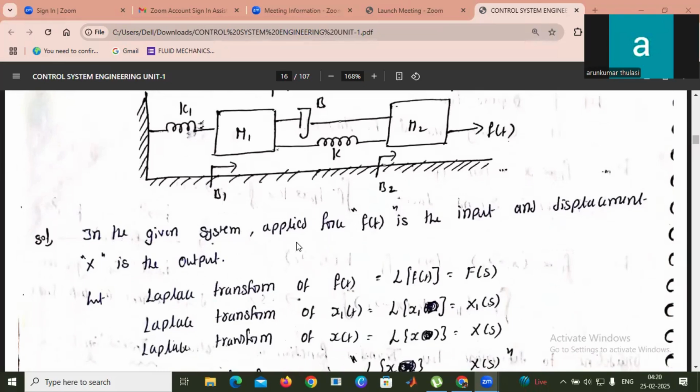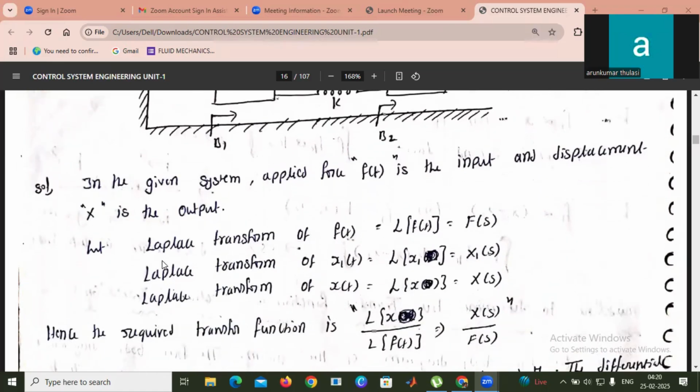So in the system, the applied force f(t) is the input and displacement x is the output. So Laplace transform of f(t) is equal to F(s). Already we know, right? The time domain function is converted to the s domain by applying the Laplace transform on the time domain function. Similarly, Laplace transform of x1(t) equals capital X1(s). Laplace transform of x(t) is capital X(s).